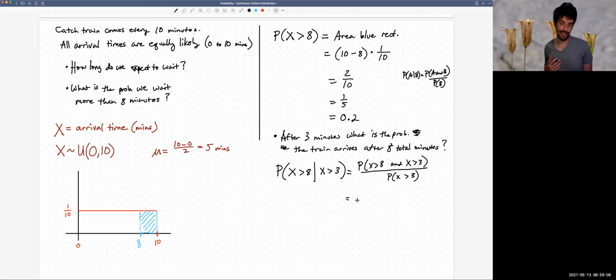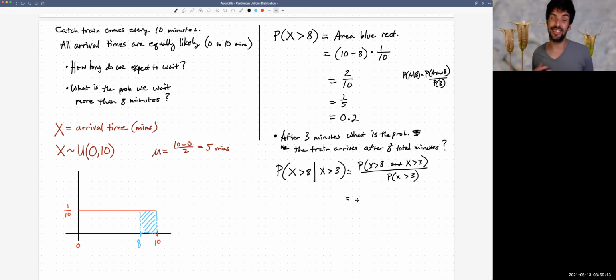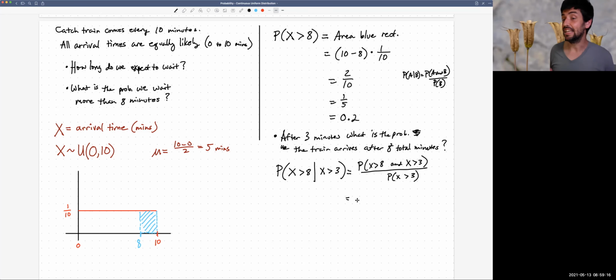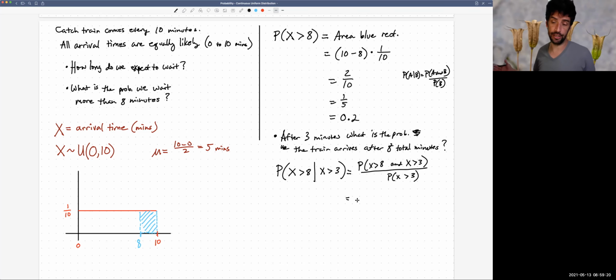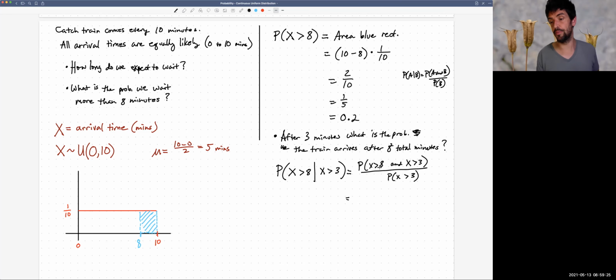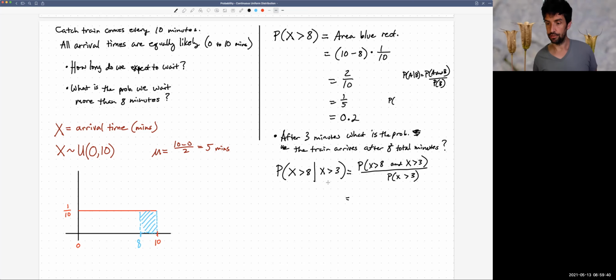So the top one's a little bit silly, right? Because the probability that the arrival time is more than 8 minutes and also more than 3 minutes is really just the probability that it's greater than 8 minutes, because if it's greater than 8 minutes, it's already greater than 3 minutes. Okay. So the probability that X is greater than 8 and X is greater than 3 is equivalent to the probability that X is greater than 8, right? Another way to see that is, maybe I'll do this side work.